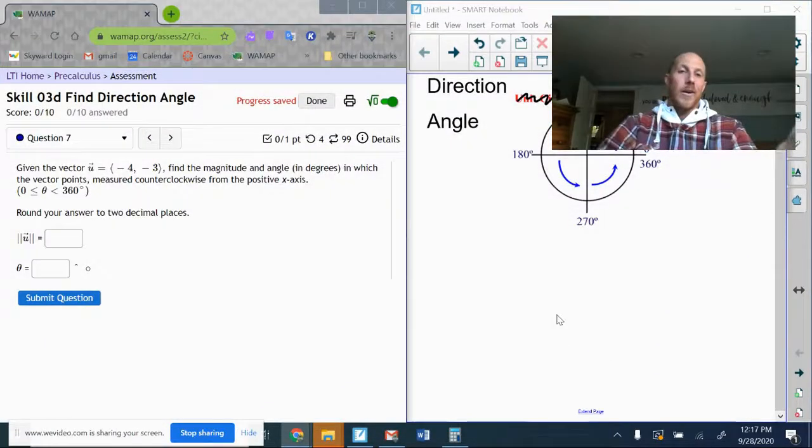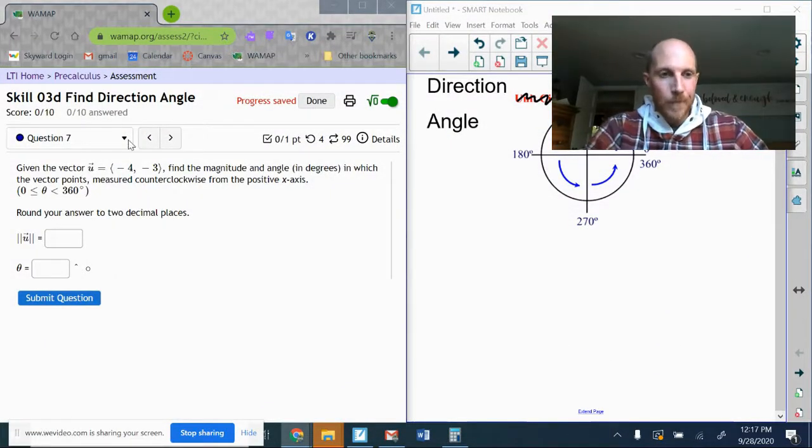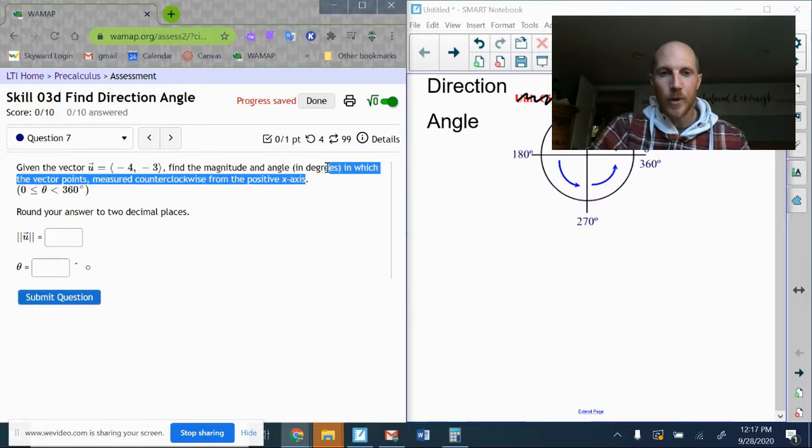Nice. I'm so happy. All right, so take a look at number 7 next. It's basically the same type of problem with just fewer steps. So we'll have to do more on our own instead of the question guiding us through part by part. I'm still given a vector u. This one's got components -4, -3. Find the magnitude and the angle in degrees in which the vector points measured counterclockwise from the positive x-axis. All of that means direction angle, except instead of 2 words, it's a whole sentence that explains it.